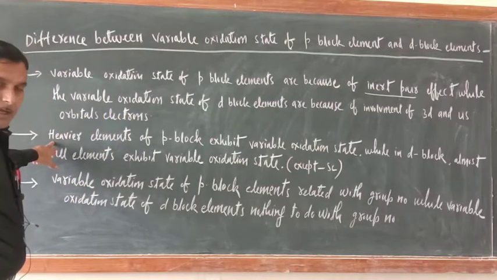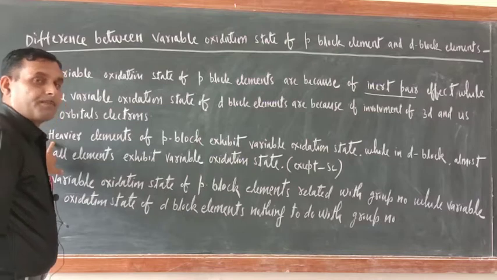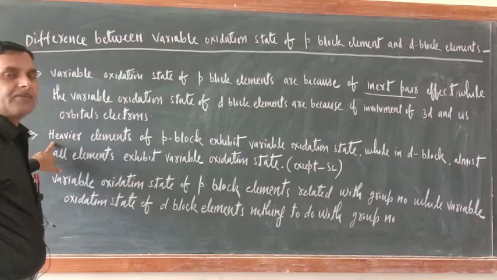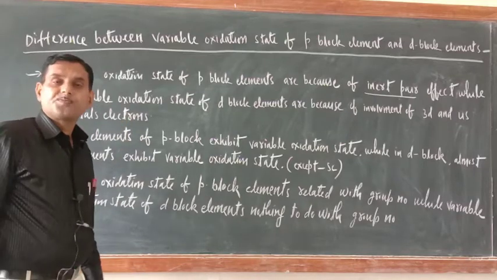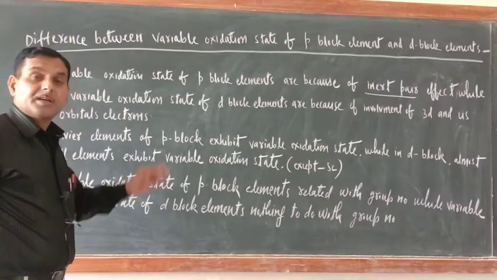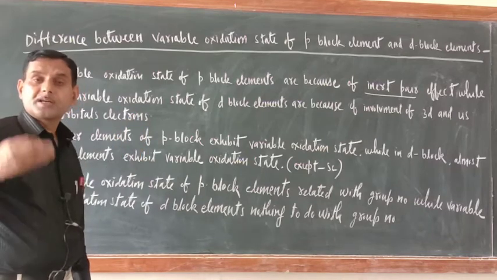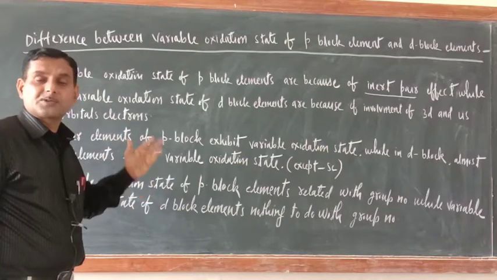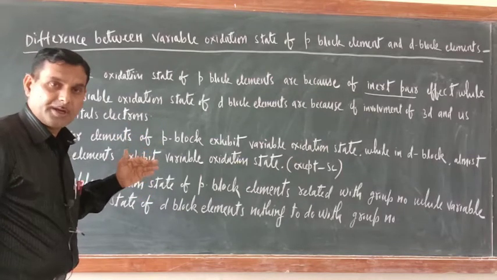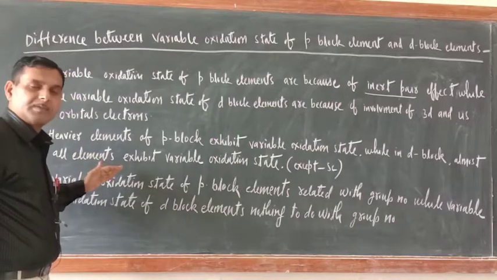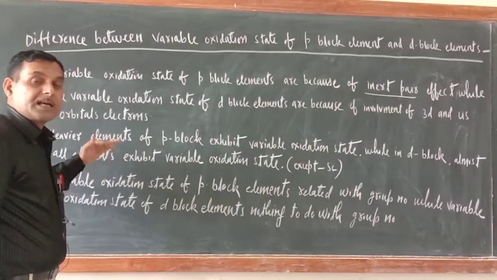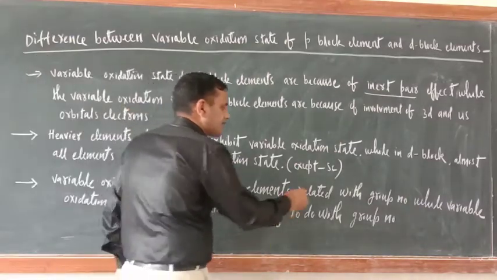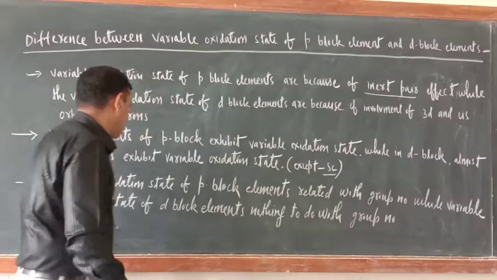Second, the variable oxidation state of p block elements is exhibited only by the heavier elements. In the 14th group, Sn and Pb exhibit it. In the 15th group, bismuth and antimony exhibit it. In the 16th group also, the last members exhibit it. But in d block elements, almost all elements exhibit variable oxidation state. In the first transition series, scandium is not exhibiting.